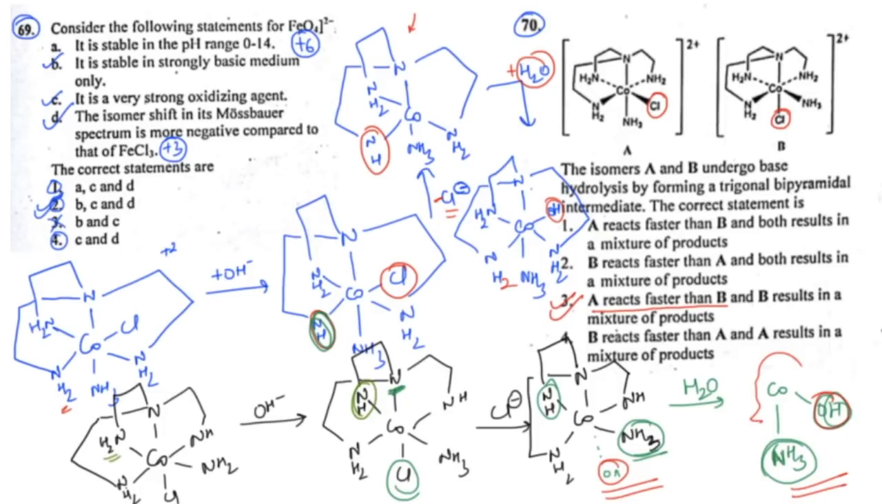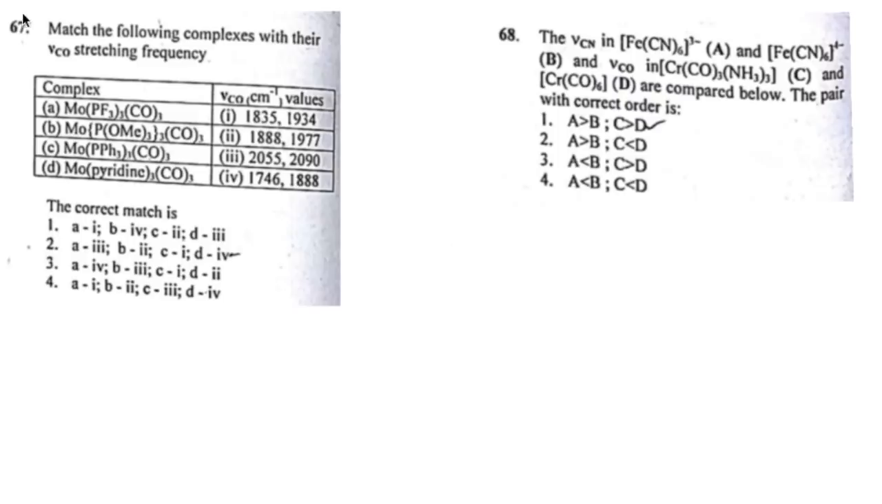Let's take on the other questions now. Here we'll be talking about these two questions. This is a question based upon carbonyl frequency. It says: match the following complexes with their carbonyl stretching frequency. Over here you will see that you have 4 different complexes of molybdenum, in which you have three CO ligands and 3 other ligands.